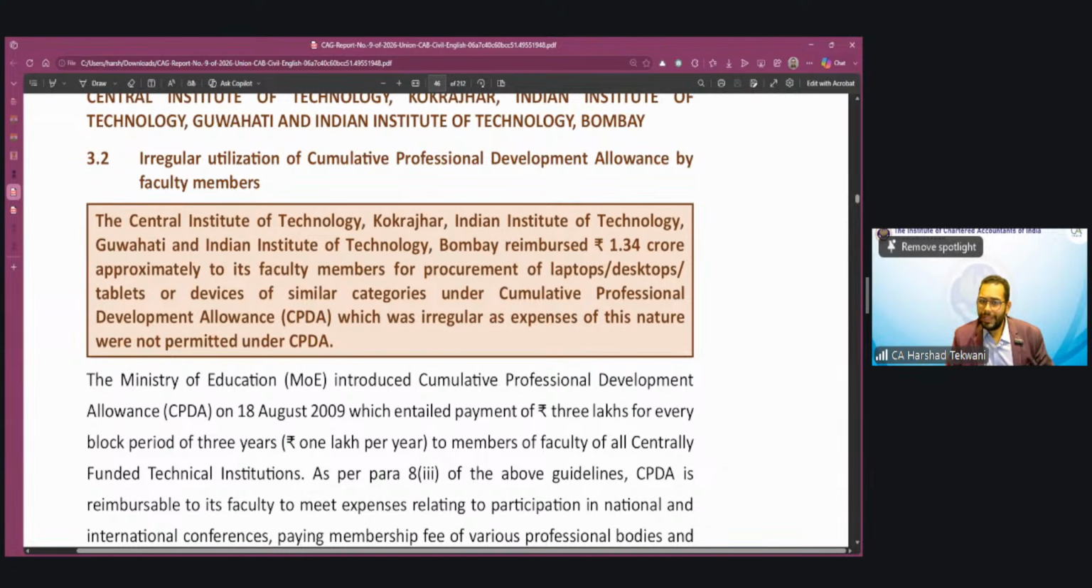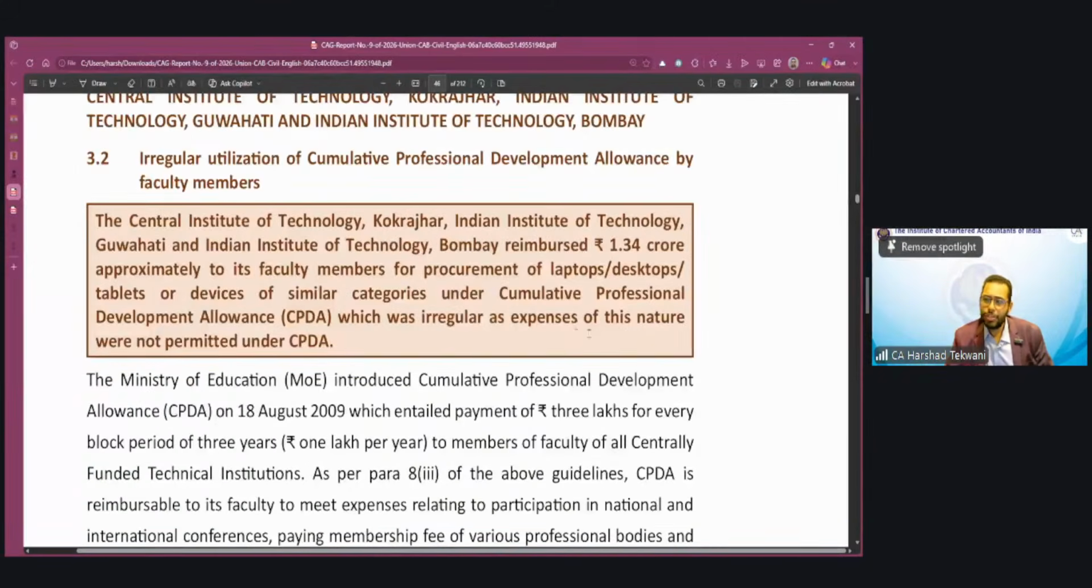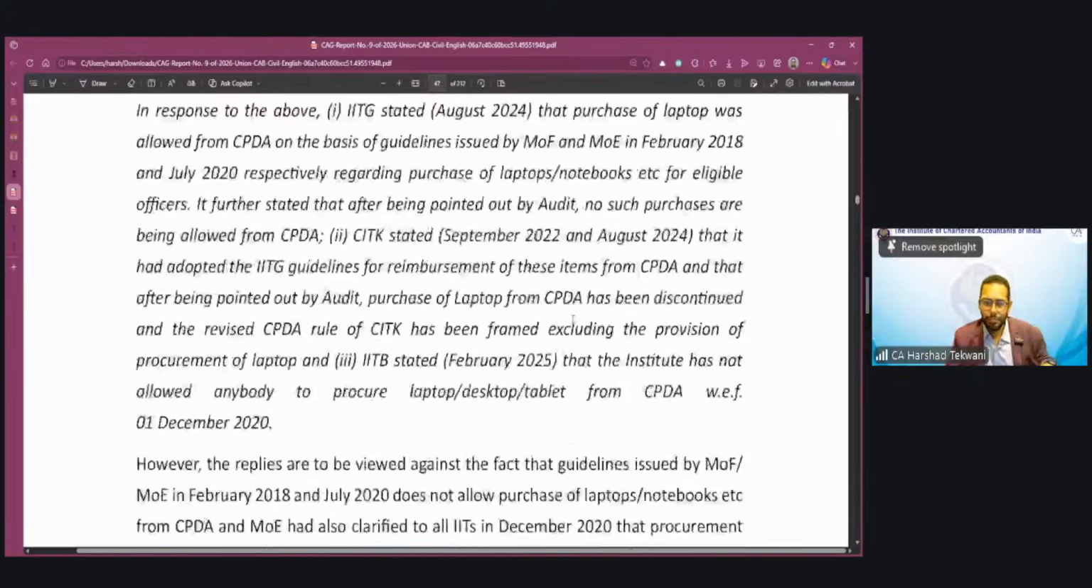So basically, there was some reimbursement which was not permitted as per the law. There was reimbursement of this much crore, which was irregular as expenses of this nature were not permitted for reimbursement. So these kinds of reports are issued by the CAG. Then the CAG presents this report, and we will discuss what happens when these reports are presented and what is done further. We will discuss that in some time. So what is the next step of these reports?